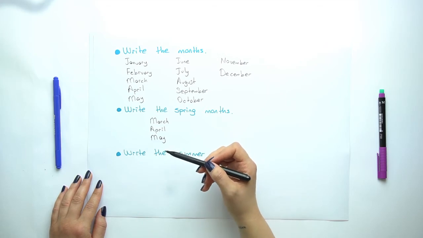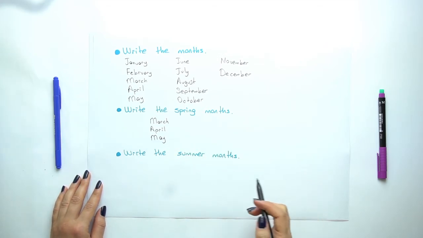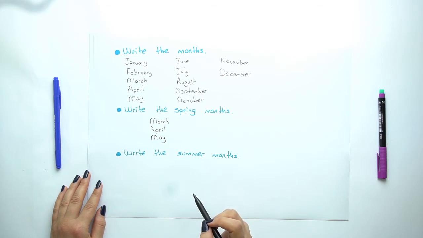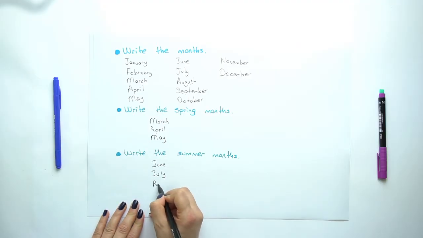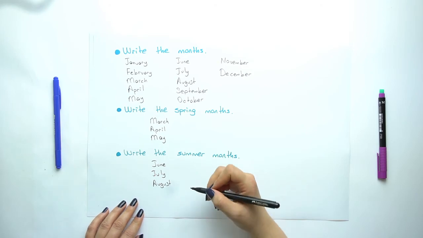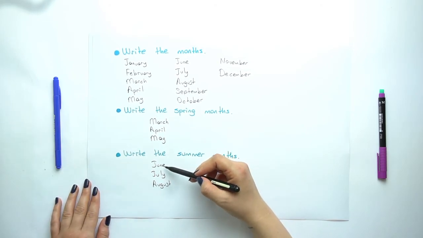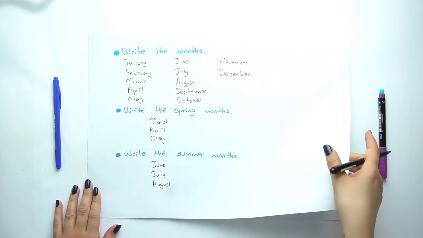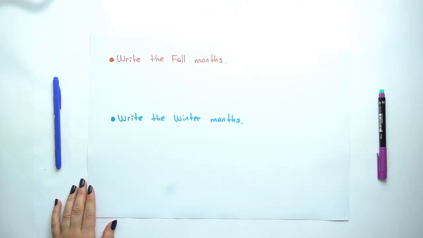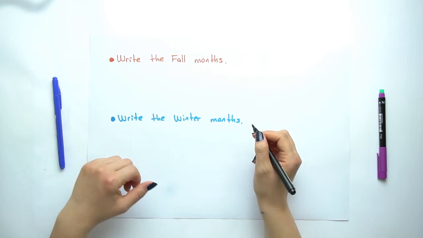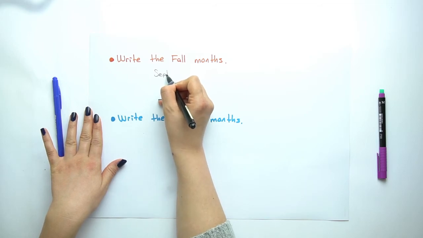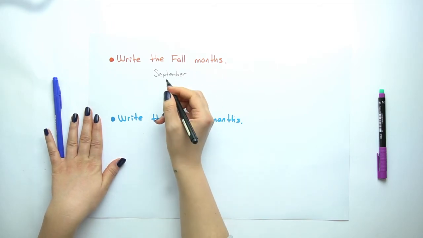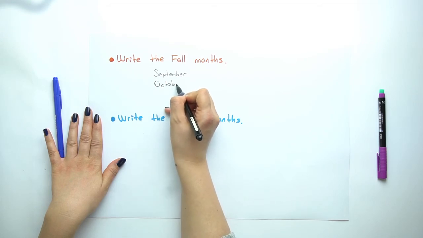March, April, May. Now we will continue with summer months. What do we have? We have June, July, and August. These are all summer months. June, July, and August. Now we will write the fall months. Okay, first we have September, then we have October and November.